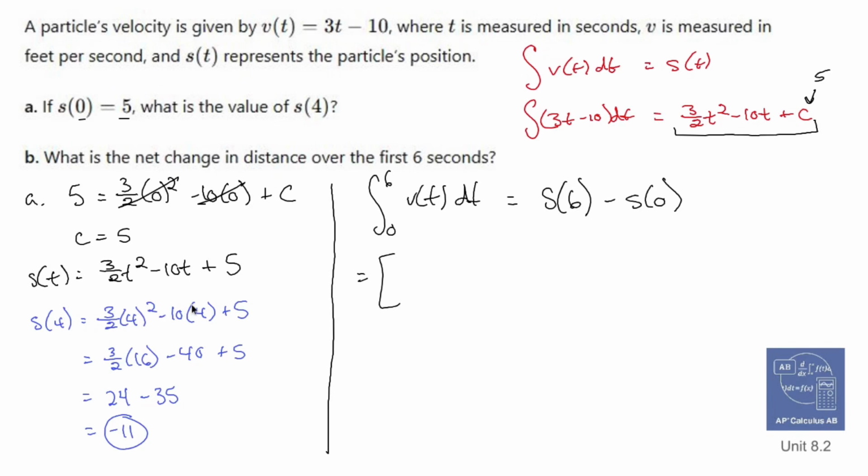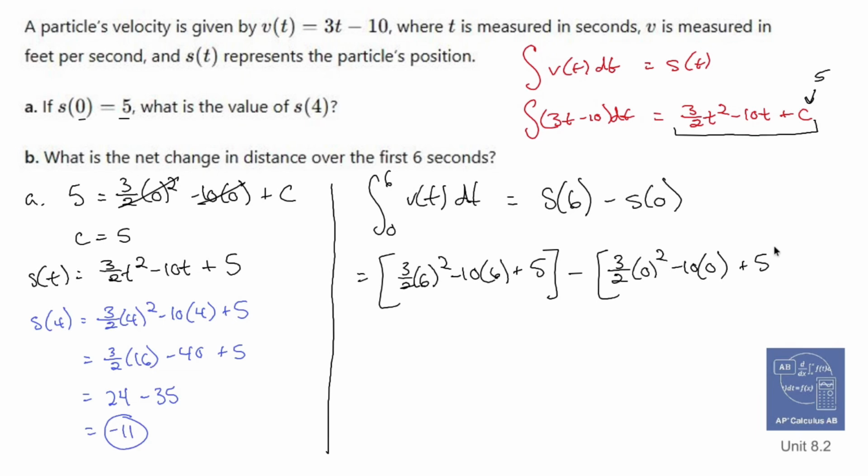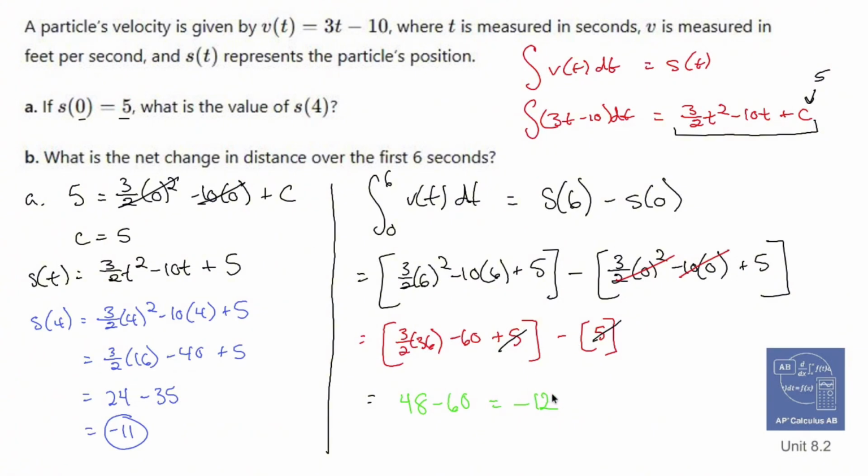So s of 6 is going to be 3 halves 6 squared minus 10 times 6 plus 5, minus 3 halves of 0 squared, how nice, minus 10 times 0 plus 5. So the 5s will go away. That's going to be 3 halves of 36 minus 60 plus 5 minus 5. So 3 halves of 36, which I should be able to do right now, 18 times 3 is 54. 54 minus 60 is going to be negative 6.